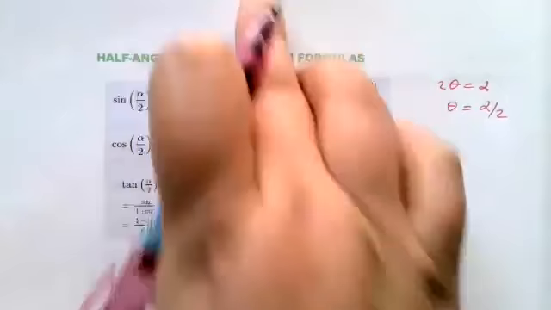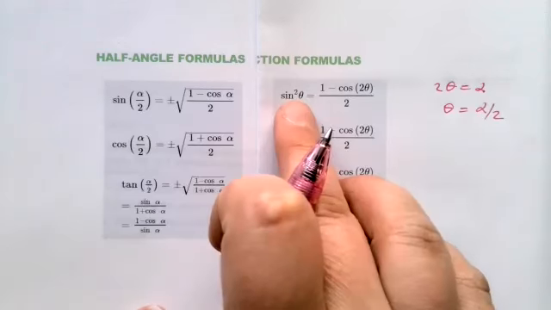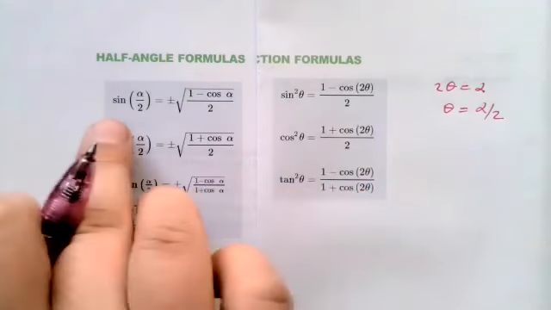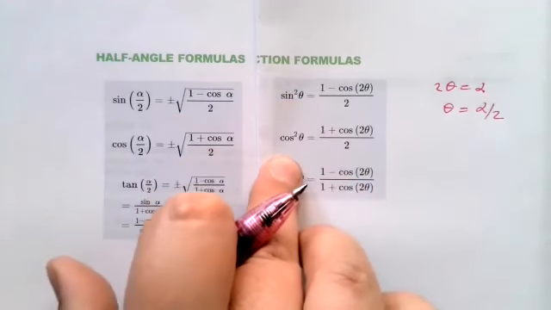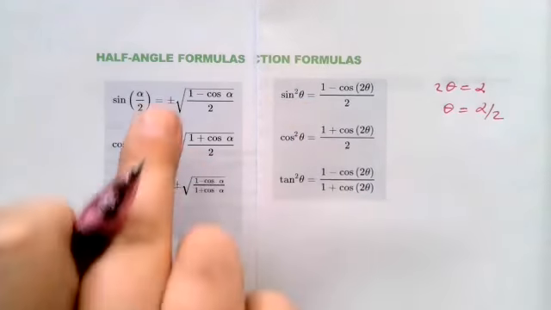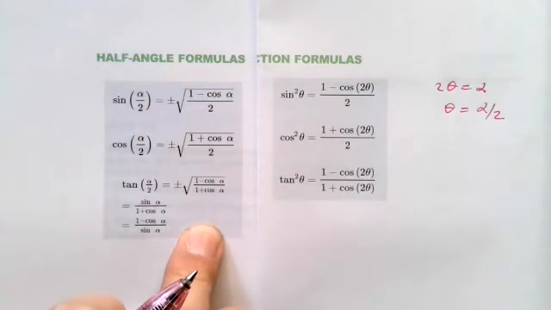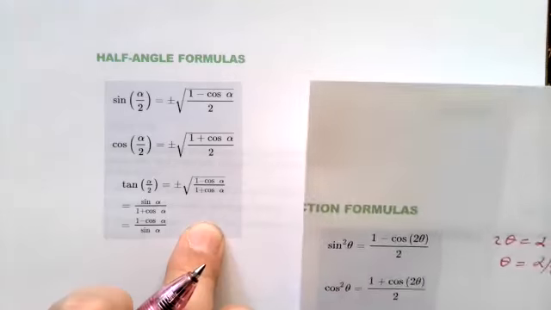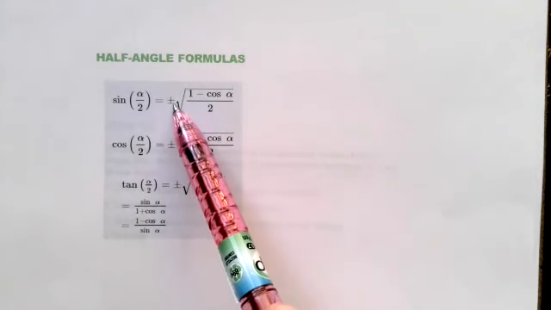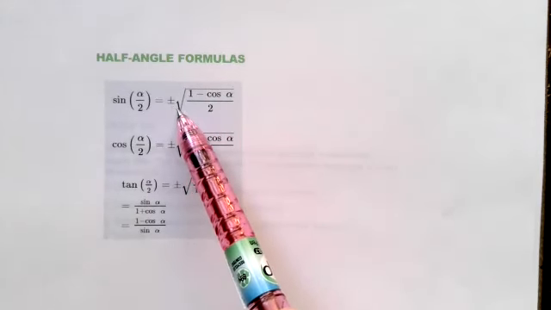But then we do have the squares on the left side. So in order to reduce the powers, we're going to take the square root on both sides. And that's where these formulas came from. Notice that when we take a square root, we have to account for both the positive and the negative possibility.